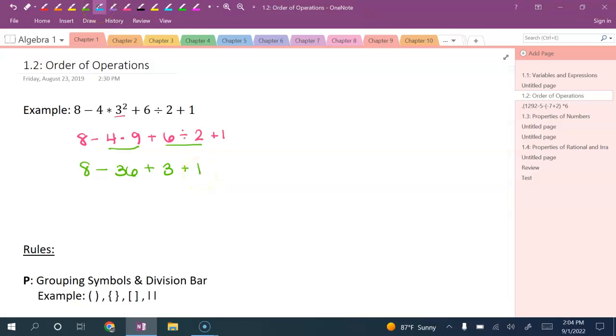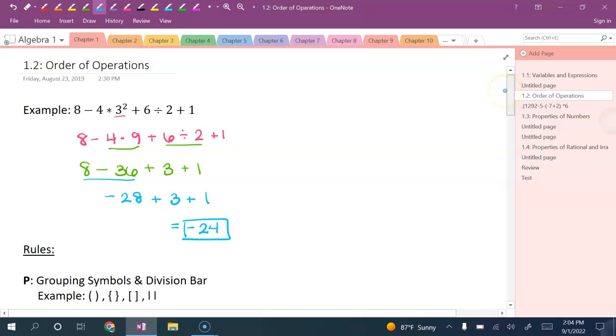Then you look for addition and subtraction. So the rest of this is subtraction and addition problems. So I'm just going to go down the line left to right. 8 minus 36 would be negative 28. Then I'm going to add 3, and I'm going to add 1 to that. And I would get negative 24 for my answer. So when you did that problem, if you got negative 24, that means that you did it right. You knew how to use order of operations. If you didn't get negative 24, that's why order of operations is important, because we want to have a very specific way of working through these problems so that everyone's doing them the same way.